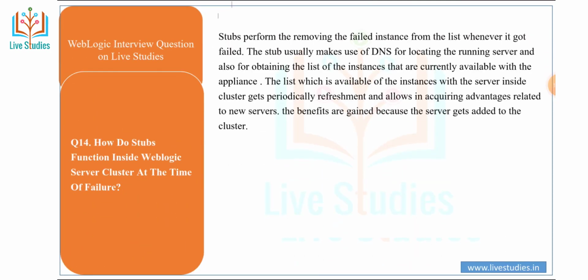Another question is, how do stubs function inside a WebLogic server cluster at the time of failure? The stubs remove the failed instance from the list whenever it fails. The stub usually makes use of DNS for locating the running server and also for obtaining the list of instances that are currently available. The list of available instances in the cluster gets periodically refreshed, which allows the stub to take advantage of new servers. The benefits are gained because the server gets added to the cluster.